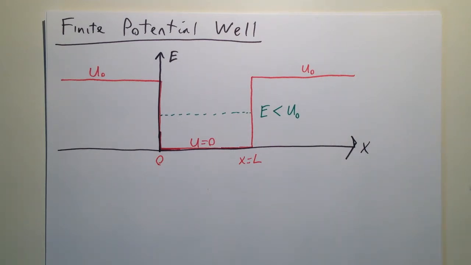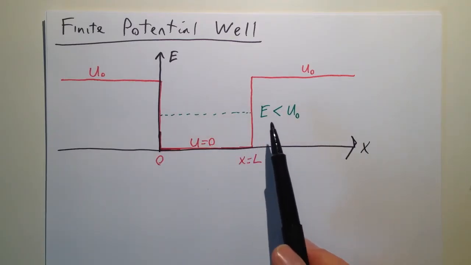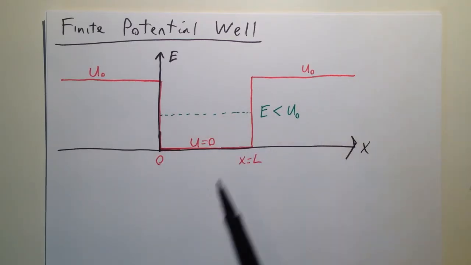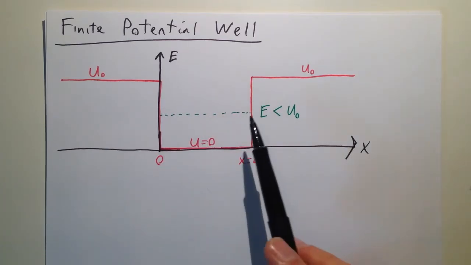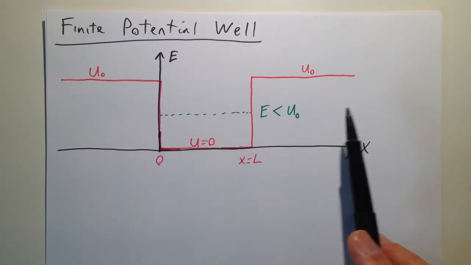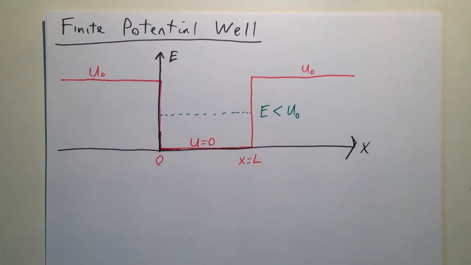Okay, and so we have some particle with some energy shown by this green line here, and the energy of that particle is less than U naught, meaning this particle should be contained within this well. Right? It doesn't have enough energy to get into this region at all, or get into this region at all. And as we always do in quantum mechanics, we are going to solve the Schrodinger equation given this potential.